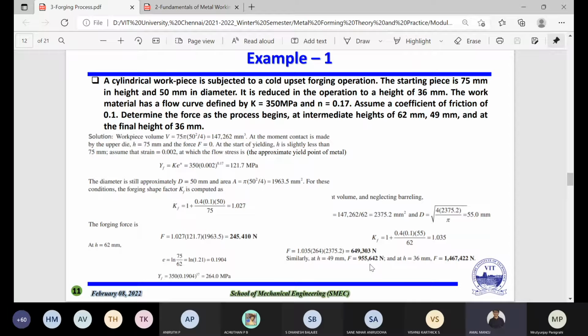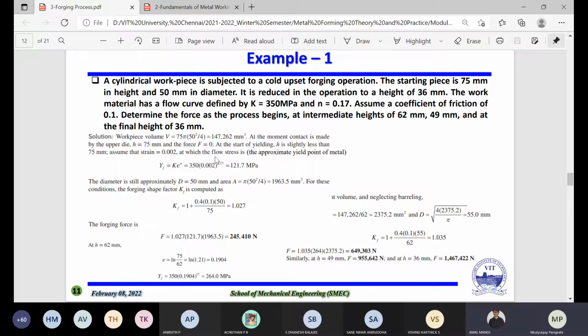Was it just an assumption? Yes, initial, because the strain rate was not given initially. So we have assumed that the strain rate is 0.002. I have written here why we have assumed: if this is not given, we take the approximate yield point of the metal.